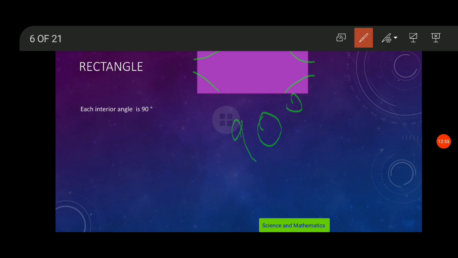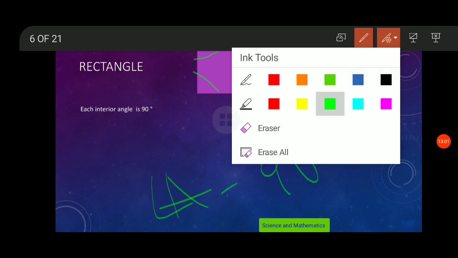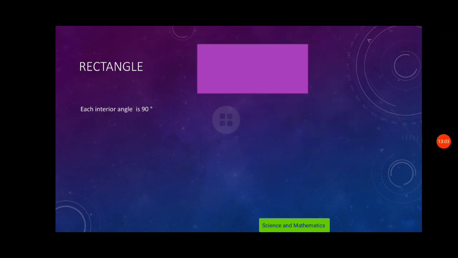Suppose we are marking it as ABC, then angle A will be equal to 90 degrees, angle B will also be equal to 90 degrees, and angle C will also be equal to 90 degrees. And here both pairs of opposite sides are equal and parallel, same as the parallelogram. Now diagonals are also equal here, but in a parallelogram the diagonals only bisect each other, but are not equal. In a rectangle the diagonals are equal.